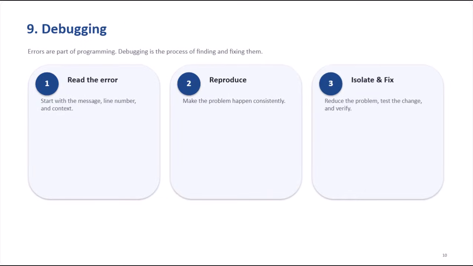Debugging. Errors are a normal part of programming. Debugging is the process of finding the cause of a problem and fixing it. The first step is to understand the error message and identify where the problem occurred. Next, we try to reproduce the problem consistently. Then, we isolate the problematic part of the program and test possible solutions. Finally, we verify that the solution actually fixed the problem without creating new problems. Learning how to debug effectively is one of the most valuable skills a programmer can develop.